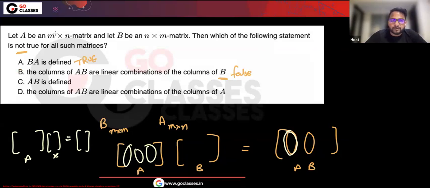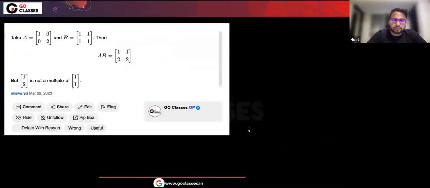AB is defined. Yes, if it is M cross N and N cross M, so yes, AB is defined. So this is true. The columns of AB are linear combinations of columns of A. Yes, this is true actually. Okay. So if they're asking the false option, then B is the false option. So the answer is basically B.